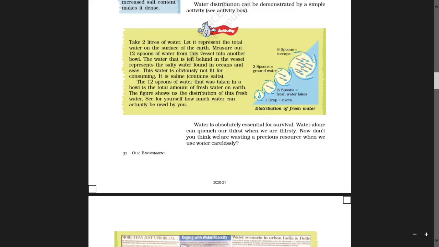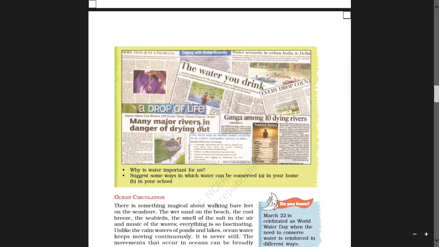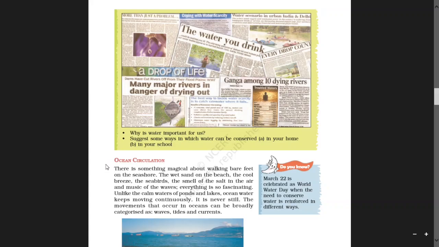Now, don't you think we are wasting a precious resource when we use water carelessly? Boys, as water is very precious to us and connected to our life, don't you think we are wasting a precious resource when we use water carelessly? It should not be so. Uselessly, we should not use water. Carelessly, water should not be used because it is a precious resource to us, which is related to our life.